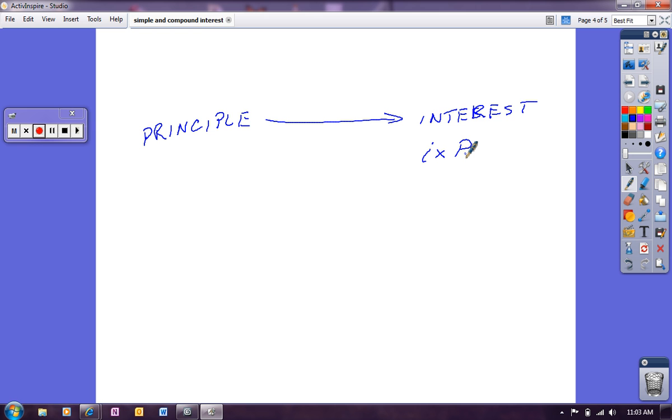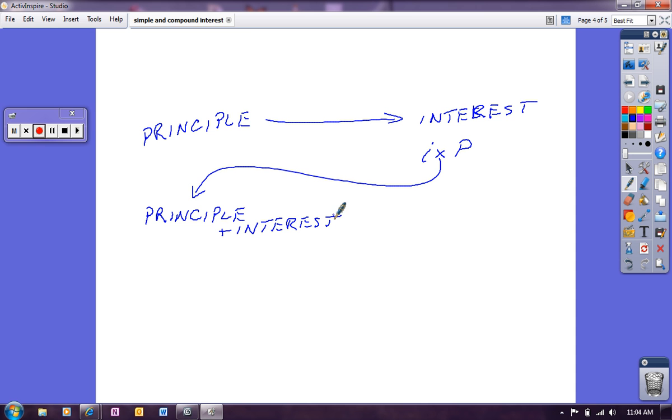The difference here though is instead of just paying that interest out, that then gets added back into the principal at the beginning of the next interest bearing cycle. So what we have here is the principal plus the interest from the first cycle. So what we actually have here is a new principal, which is the old principal plus the interest rate times the principal.